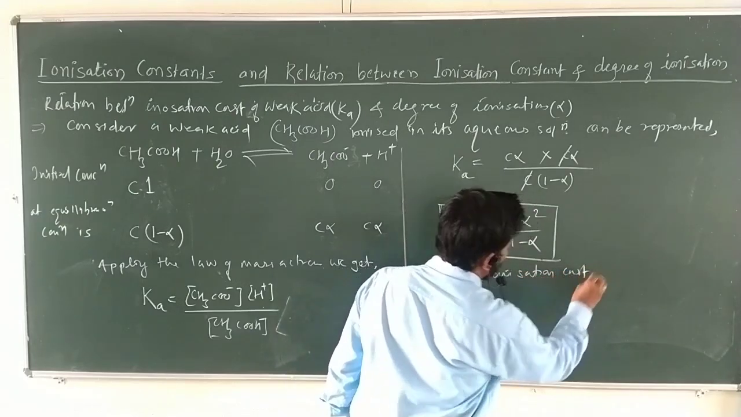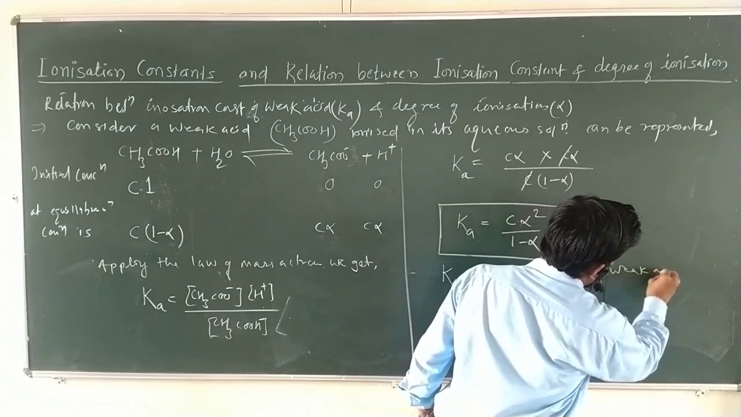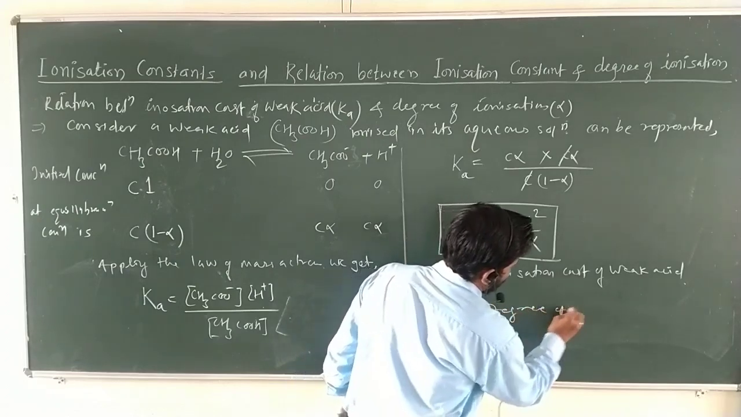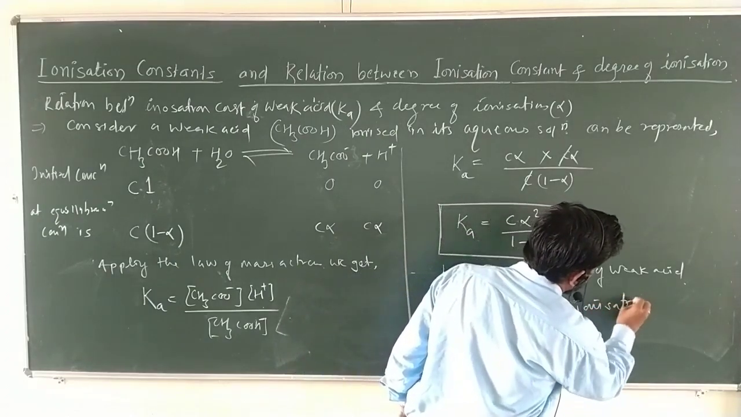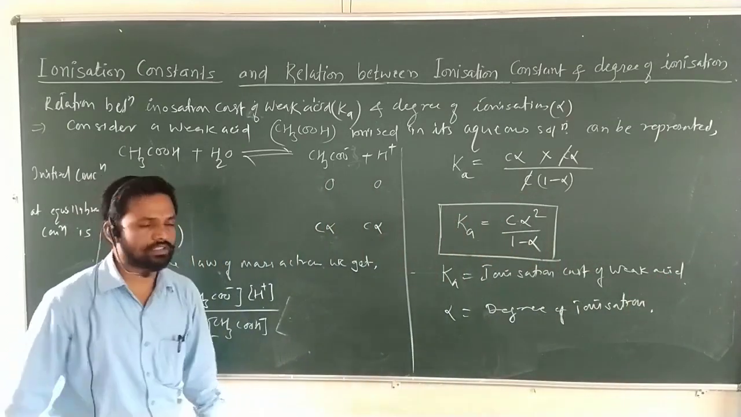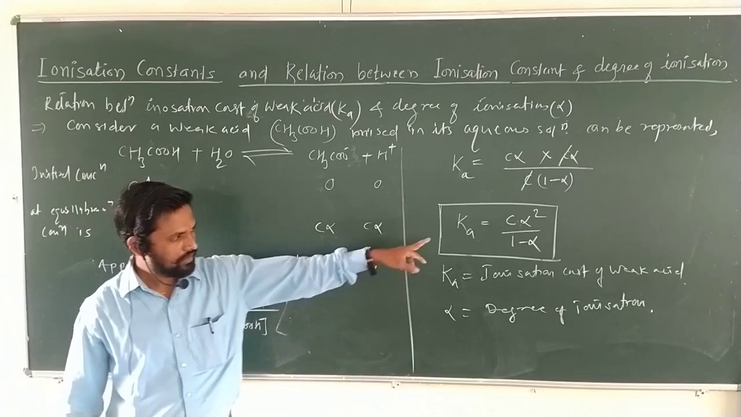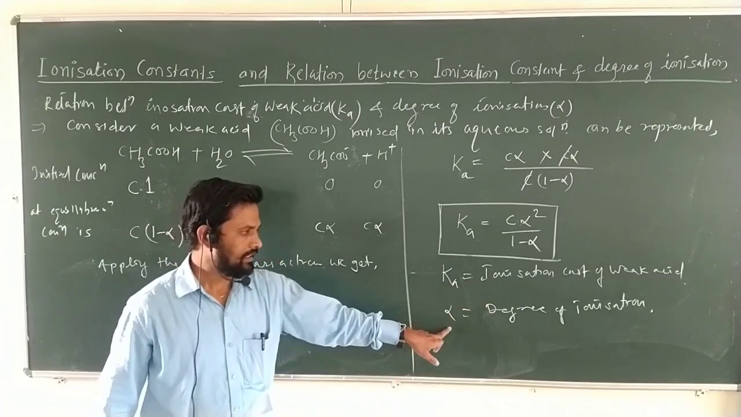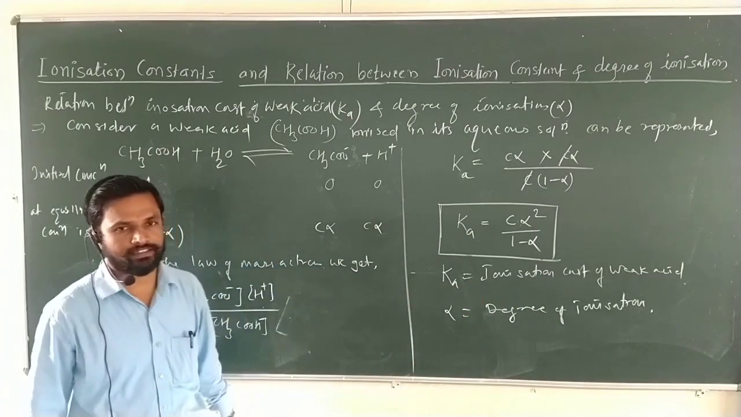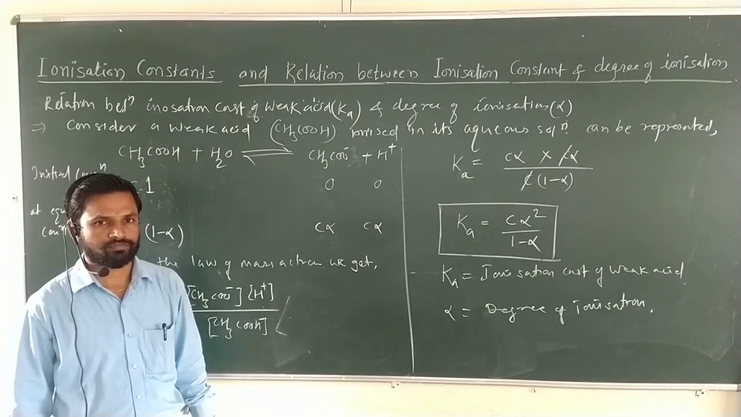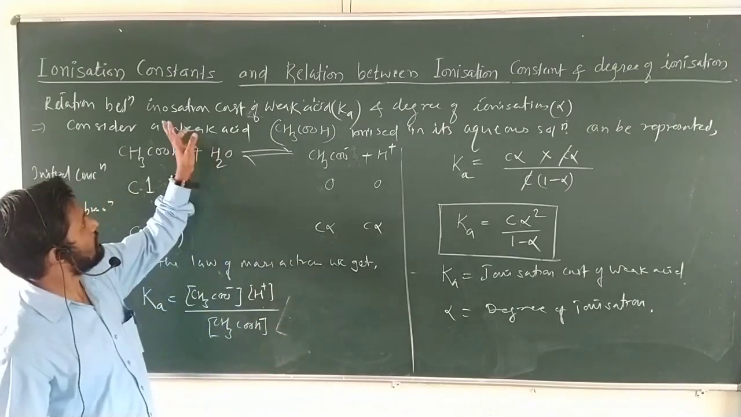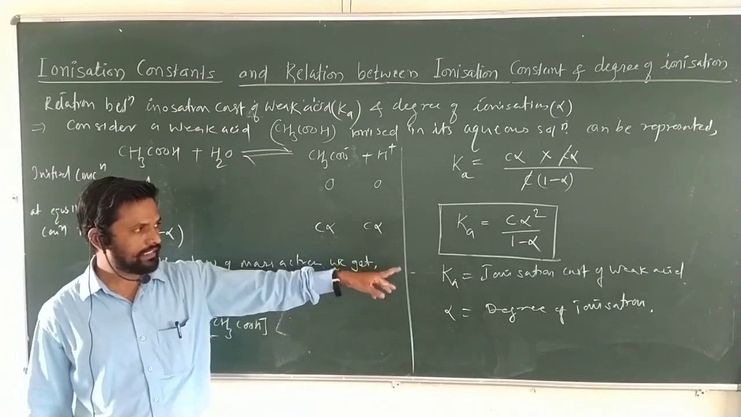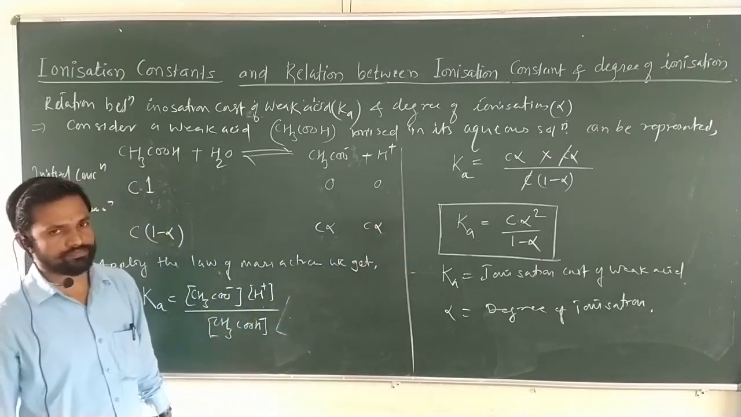Here Ka is the ionization constant of the weak acid, and alpha is the degree of ionization. So this is the relation between the ionization constant of a weak acid and the degree of ionization, meaning Ka equal to C into alpha square upon 1 minus alpha.